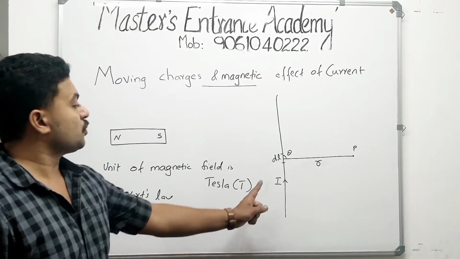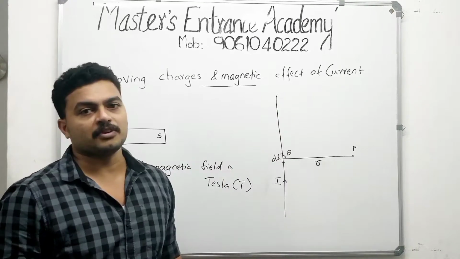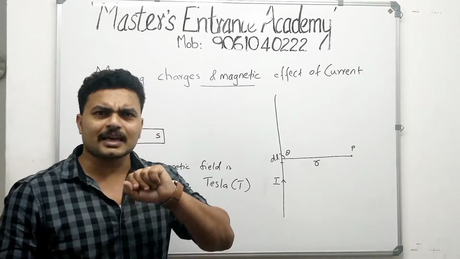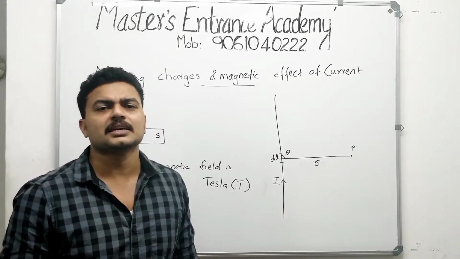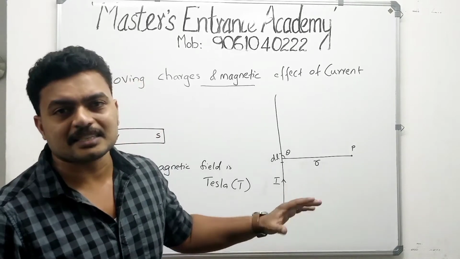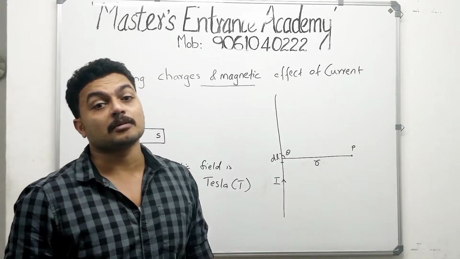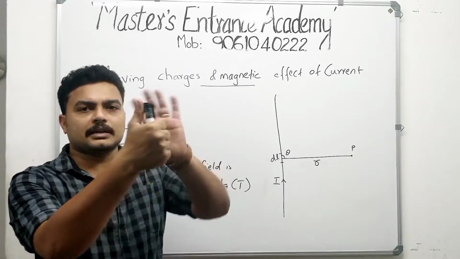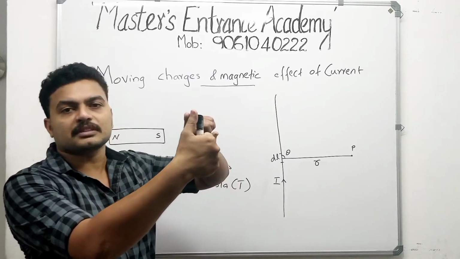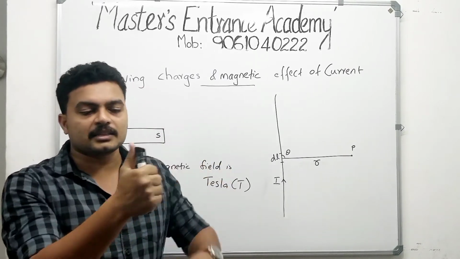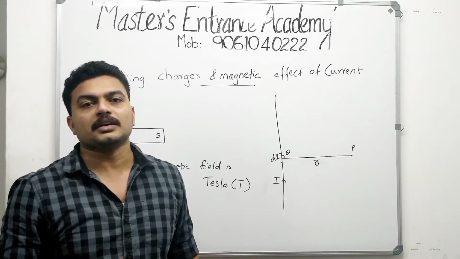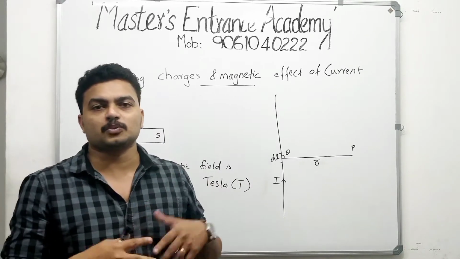A current carrying conductor produces a magnetic field. So what is the direction of the magnetic field? The direction of the magnetic field is given by the right hand thumb rule. Suppose a person holds the right hand such that the thumb indicates the direction of current and the curved fingers indicate the direction of the magnetic field.